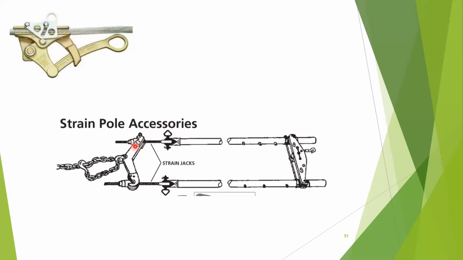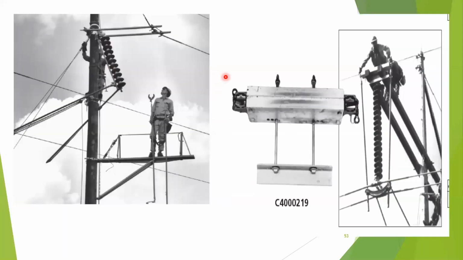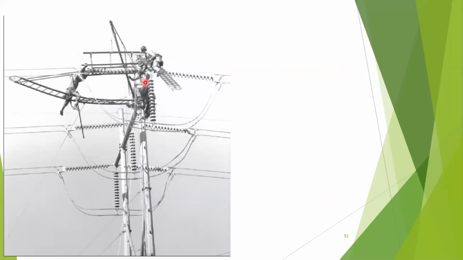So they can fix the chain onto the structure of the transmission line, and then by turning these, they can strain, they can tension the conductor, something like this. So what you do is you put the strain poles over here.